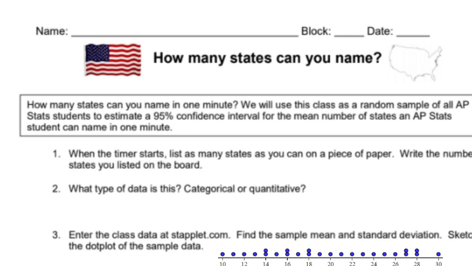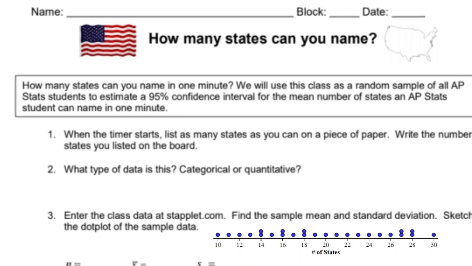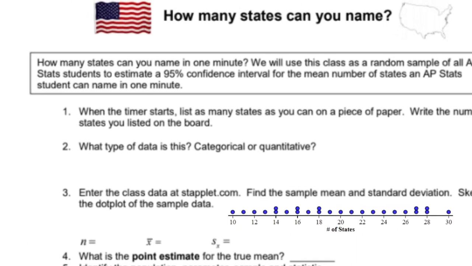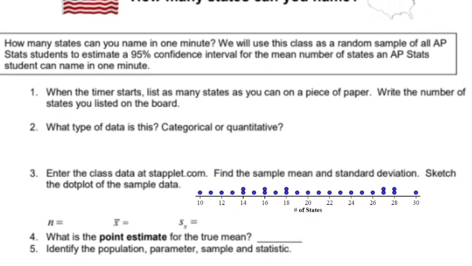Now, if you're just watching this because you missed class, I'm going to pretend like we got all this data right here, and you can copy this dot plot down. If you're in class, though, I really do want you to create your own dot plot. So pause here to copy this dot plot down and get all the pertinent information from Stapplet for the sample size, the mean, and the standard deviation. Then we'll go through numbers 2 through 5 together before you move on.